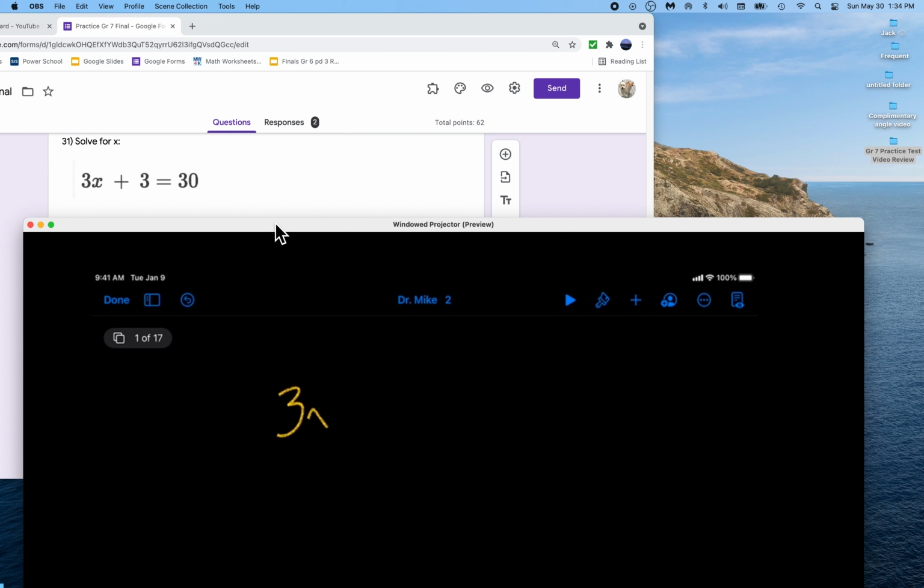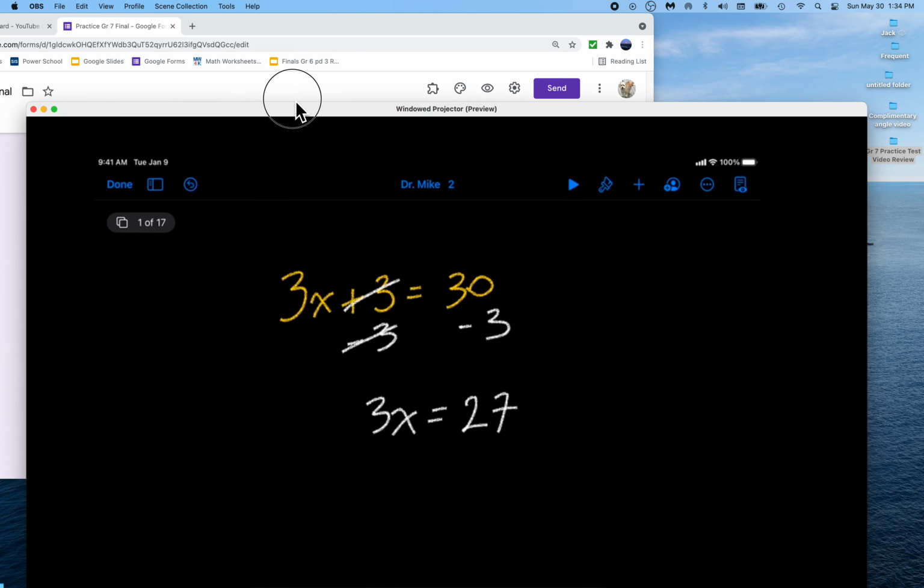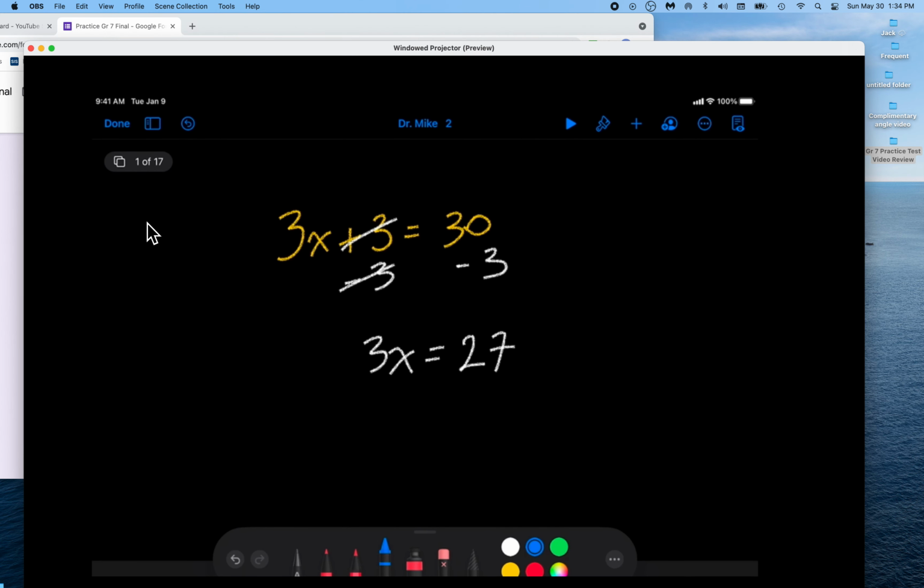3x plus 3 equals 30. We're going to subtract 3 on both sides. 3x equals 27. And I know you could do that in your head, but just to keep the protocol correct, we divide by 3. We can cancel those because it's the same thing on the bottom as on the top, and there's a multiplication sign, and this equals 9.